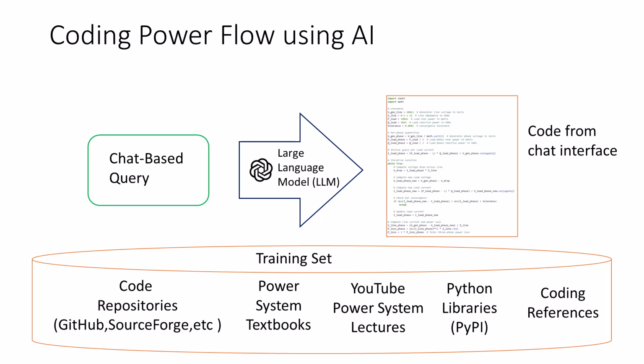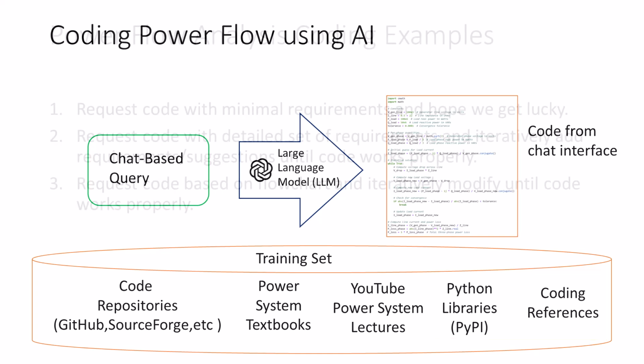Many of the well-known AI engines are already trained on datasets that include power engineering technical material in both text and video format and code examples found in open source repositories. The AI engines are also trained on Python programming and the available Python libraries. This makes using a generative AI chatbot like ChatGPT a good starting point for developing power system application code for either coursework or work-related applications.